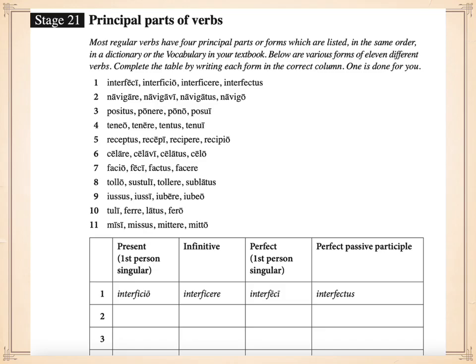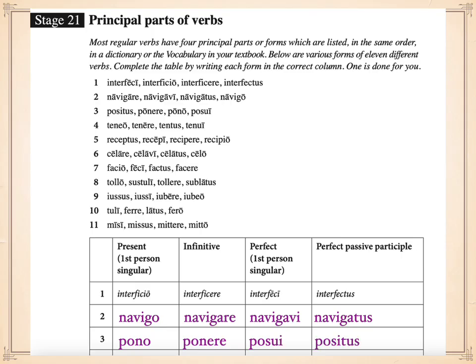So number two has navigare, navigavi, navigatus, navigo. And so we would just put these into order. We would put navigo, then we would put the infinitive, navigare, and then we would put the perfect, navigavi, and then navigatus. Number three has positus, ponere, pono, posui. So we're just going to put them into order, put the present first, right? Pono, then ponere, then posui, and then positus. So that's pretty straightforward. I'm guessing you can do that without much help.